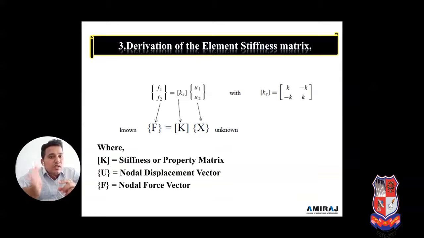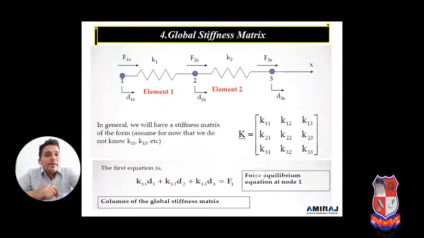So we have 3 main components: K is the stiffness matrix, U is the nodal displacement vector, and F is the nodal force vector. Here we can observe that K is K, minus K, minus K. So this is one matrix of the stiffness of one particular element. Let's see, in the 4th step we have to find out the global stiffness matrix.